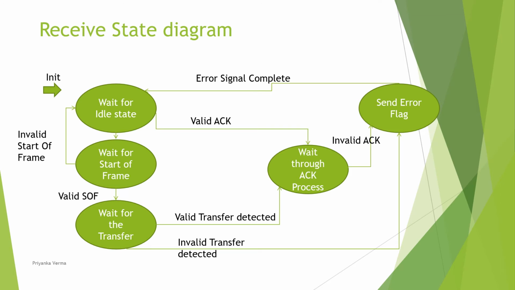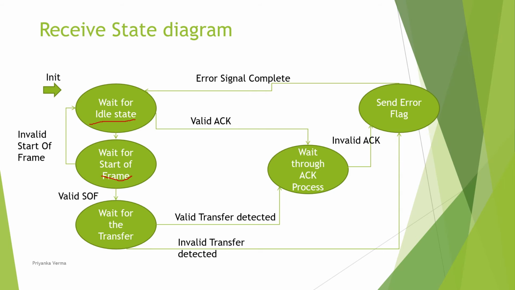Now next here we see is the recessive state diagram. Firstly, there will be a wait for idle bus. It will check whether the bus is idle or not. When the bus is idle, we reach this state. It's idle. Then it marks the beginning, that's the start of the frame. The start of the frame here is a dominant 0 bit.